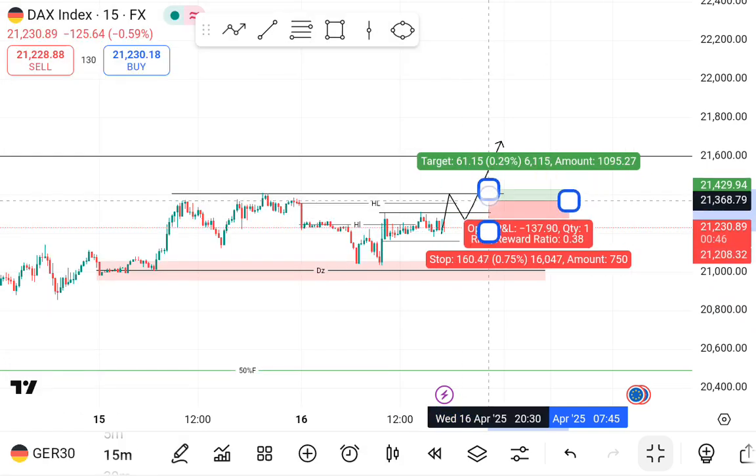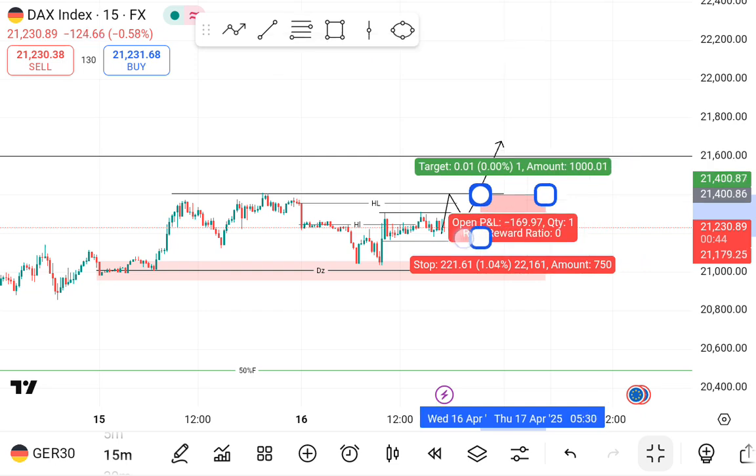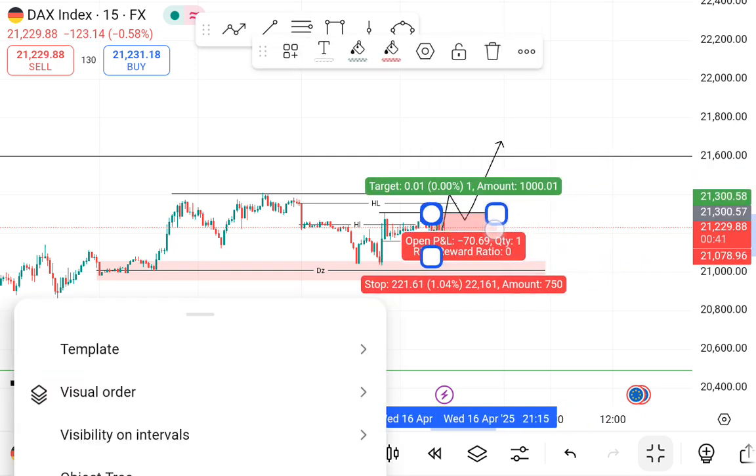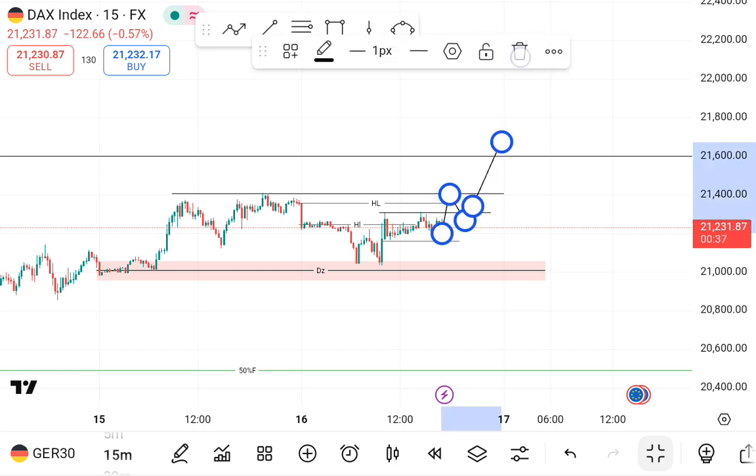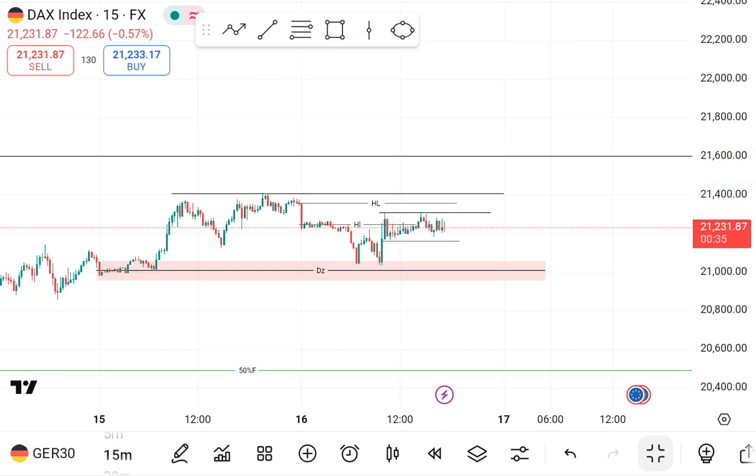We have to wait for a bullish what? For a bullish reaction to the upside. So as I said, when the market breaks there, we go over to the upside.